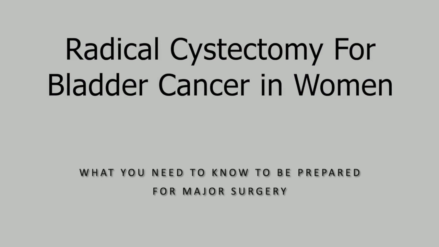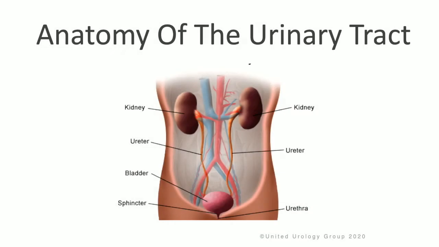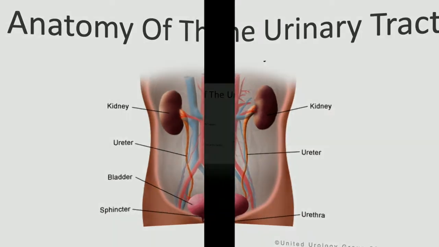What you need to know to be prepared for radical cystectomy for the treatment of bladder cancer. Let's review the anatomy of a urinary tract. The urinary tract is comprised of the kidney, the ureter, the bladder, the urinary sphincter, and the urethra.